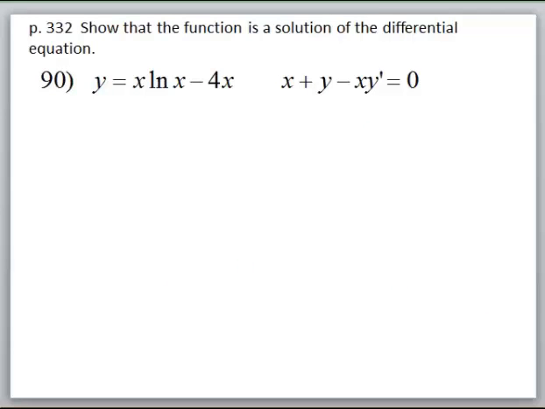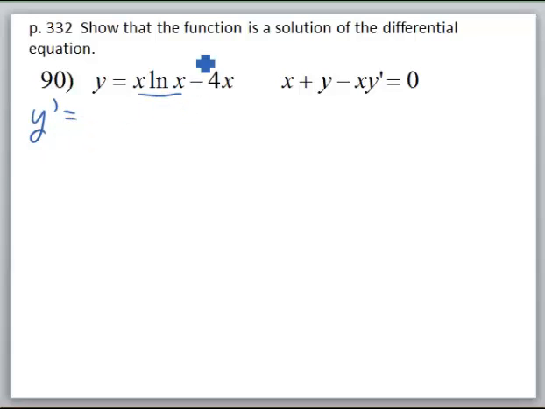This next example, we're going to show that the function is the solution to the differential equation. What that means is that we're going to find the derivative of this, and then what we're going to do is plug that derivative into this equation to prove that it's a true statement. So I'm going to go ahead and find the derivative.